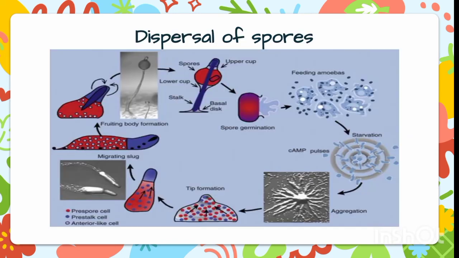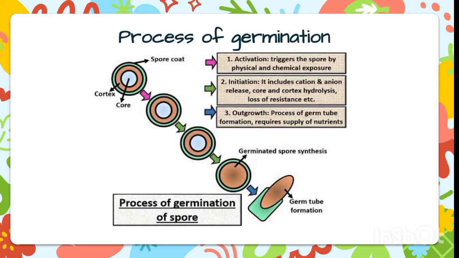This mechanism is the dispersal of spores. This picture represents the process of germination, which involves 3 steps: activation, initiation, and outgrowth.